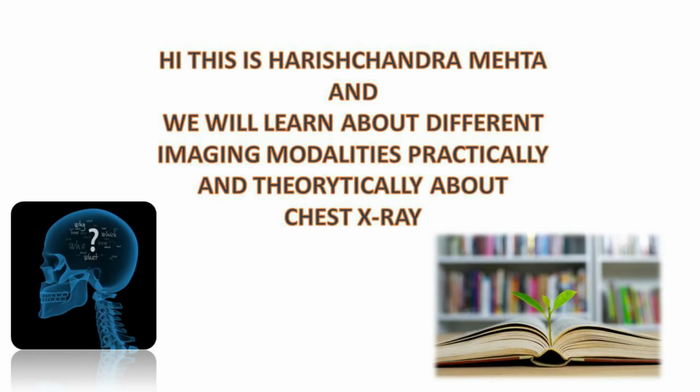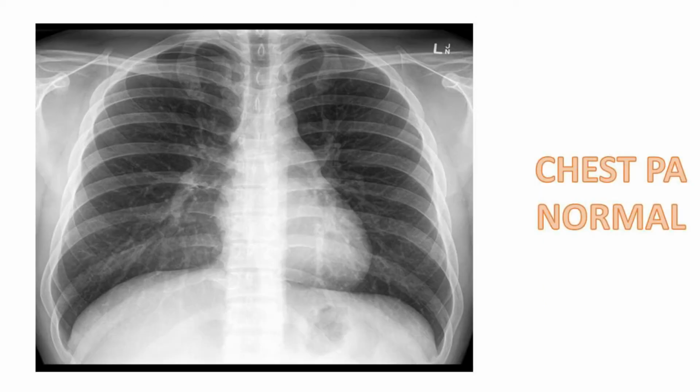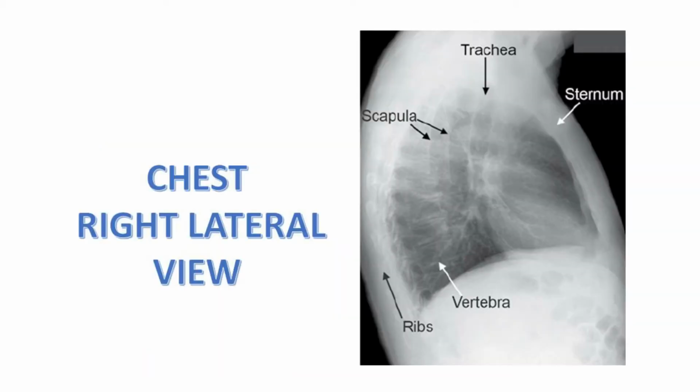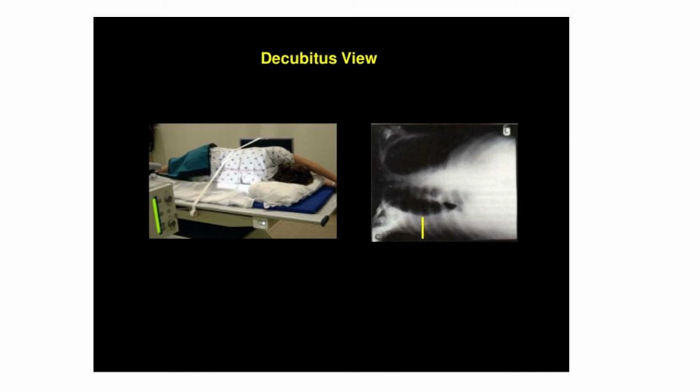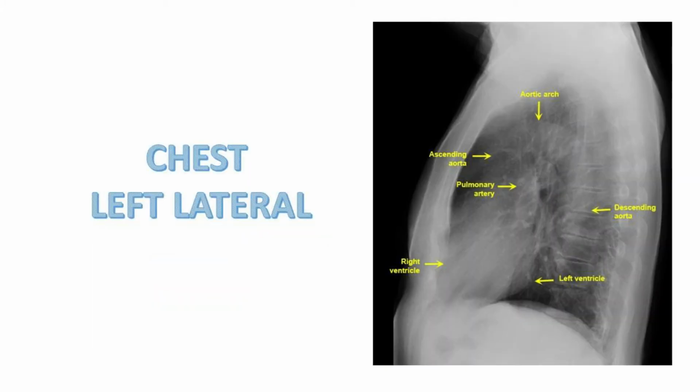This is Harish and today we will learn about different imaging modalities practically and theoretically about chest x-rays. Let us begin with some of the projections of the chest x-rays. There are different projections taken for chest x-rays. Generally we will take posterior anterior view, anterior posterior view, lateral view. In decubitus we will take right lateral decubitus or left lateral decubitus view.